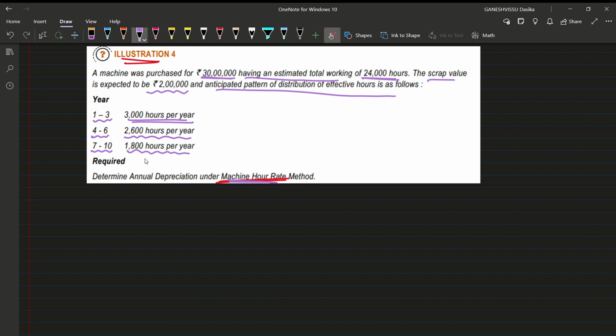So simply we are going to calculate the annual depreciation: for 1 to 3 years what is the annual depreciation, for 4 to 6 years what is the annual depreciation, for 7 to 10 years what is the annual depreciation. So very simple actually. So for 1 to 3 years we need to calculate the annual depreciation.